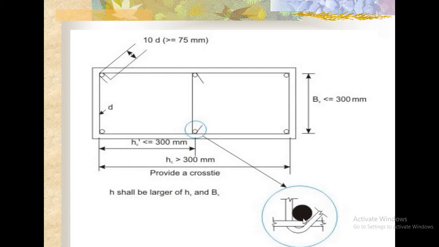The longitudinal bar is provided here, in this cross section. This is the main bar that is provided. Then the lateral tie is coming in this direction in such a way that you need to provide the cross tie.